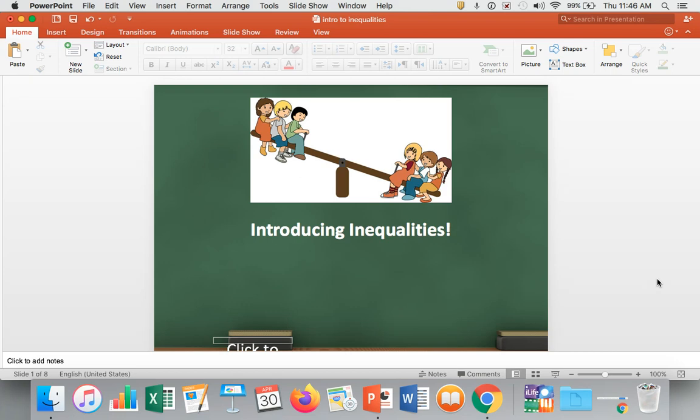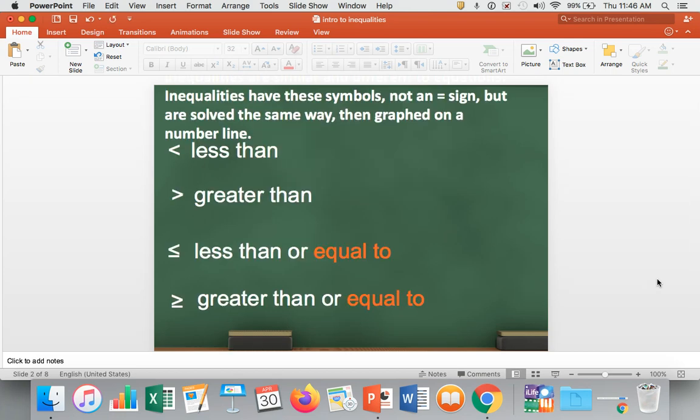Today we're going to go over inequalities. Inequalities have these symbols, not an equal sign, but are solved the same way, then graphed on a number line. Less than, greater than, less than or equal to, greater than or equal to.